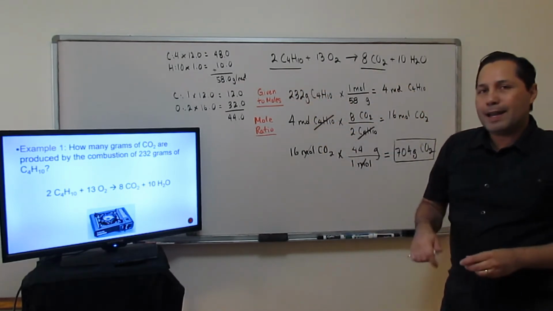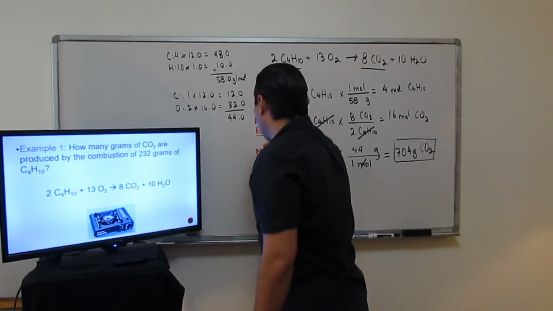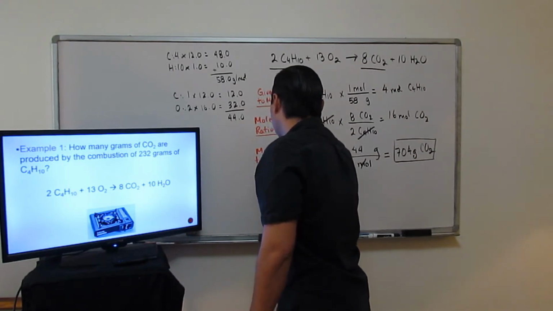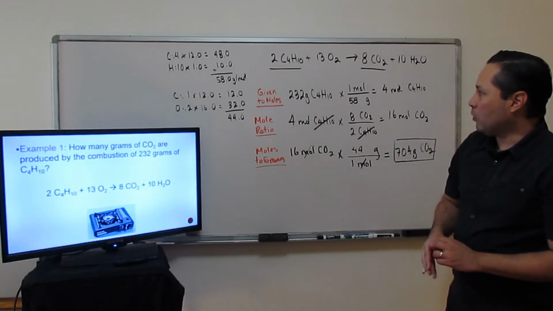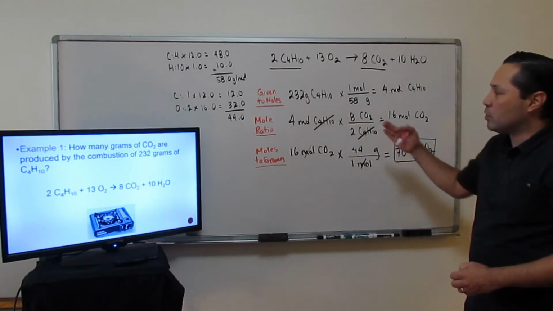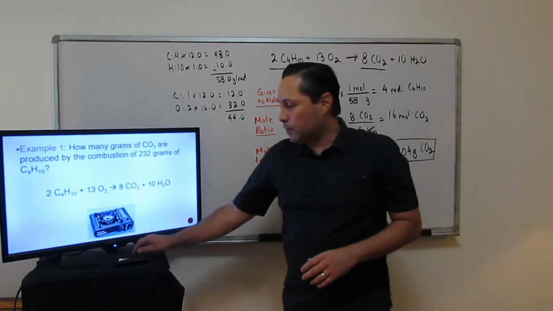And our last step is to convert, one more time, our moles back to grams. Moles to grams. That will be for our mass-to-mass problem. It's a mass-to-mass problem because we started with grams and we finished with grams, both are mass. Alright, so that takes care of example 1.